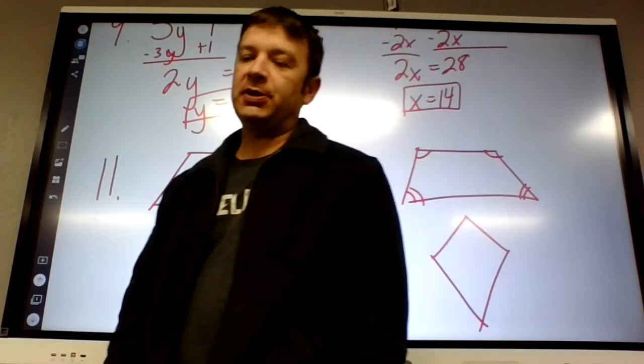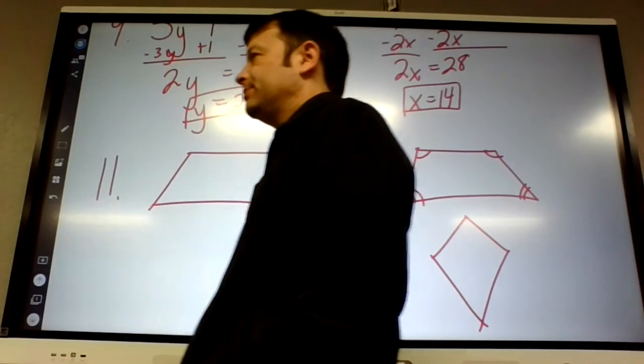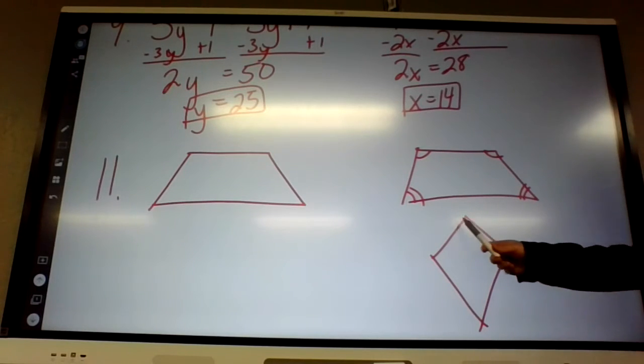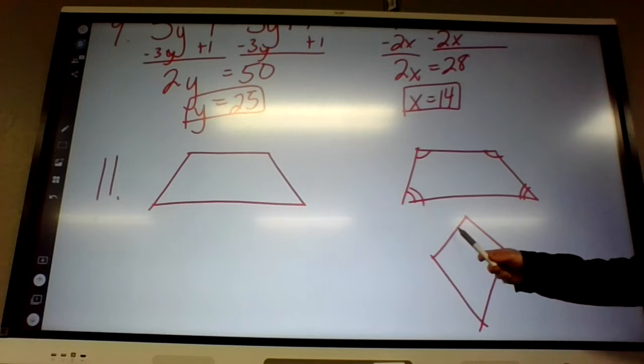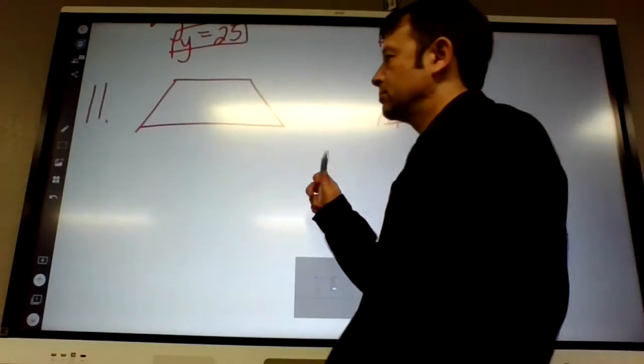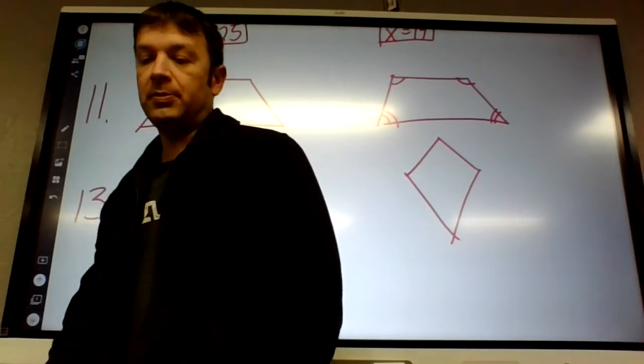So on 12, what kind of thing would have two pairs of congruent sides but not be a parallelogram? Okay. Trapezoid. Two pairs of congruent sides, but it's not a parallelogram. Number 13.